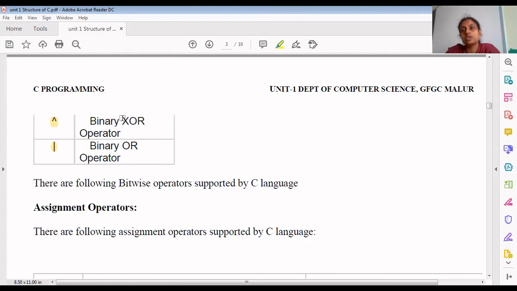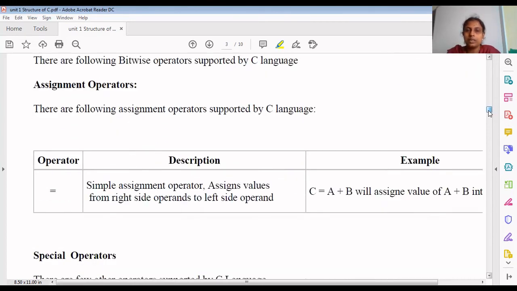Okay, next we'll move on to assignment operator. Assignment operator is nothing but your equal to symbol. See, when I use one single equal to, it is called the assignment operator. When I use two equal to symbols, it is under relational operators, the equal to symbol. One is used in assignment operator. Two equal to is used in the relational operator.